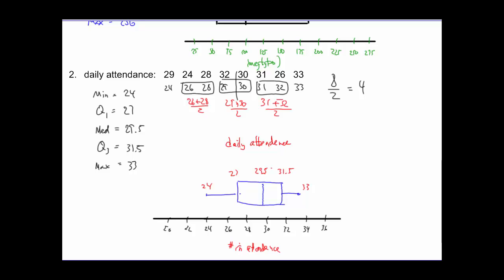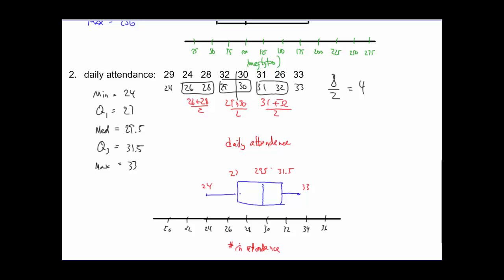What we need to do, because there's no exact middle, is 29 and 30 were both in the middle, so we're going to take the mean of those. We're going to add 29 plus 30, divide by 2. That gave us 29.5. Then to get the lower quartile and the upper quartile, I drew this line down the middle of 29 and 30.